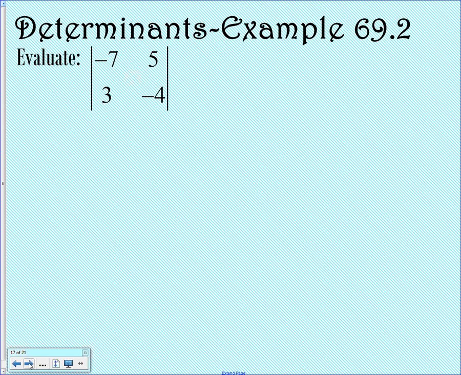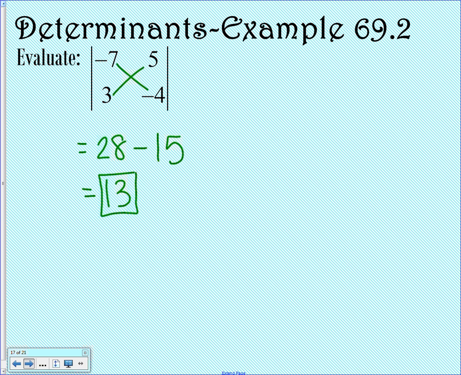Let's try another one. We want to evaluate it. So we're going to do negative 7 times negative 4, which is 28, minus 3 times 5, which is 15. So 28 minus 15 is going to give you 13, and that would be your answer. As long as you remember the order that you have to multiply and subtract, you shouldn't have too much trouble with these. Let's look at another one.